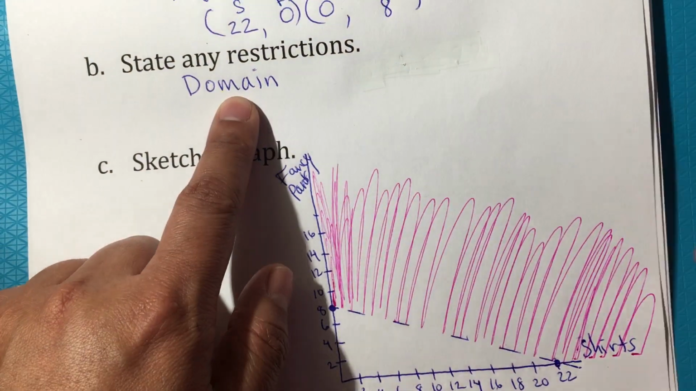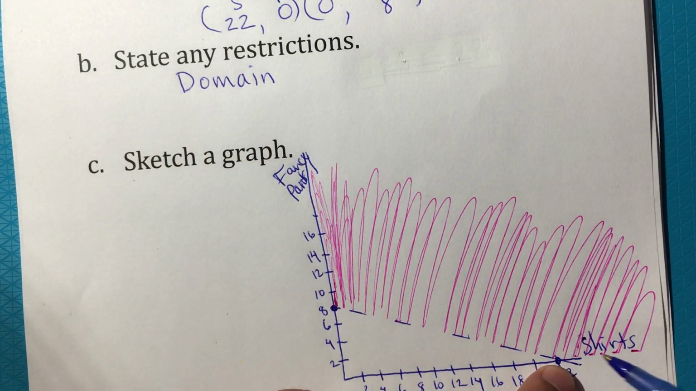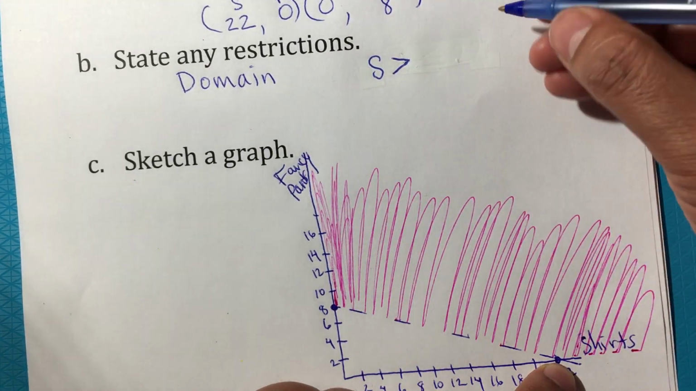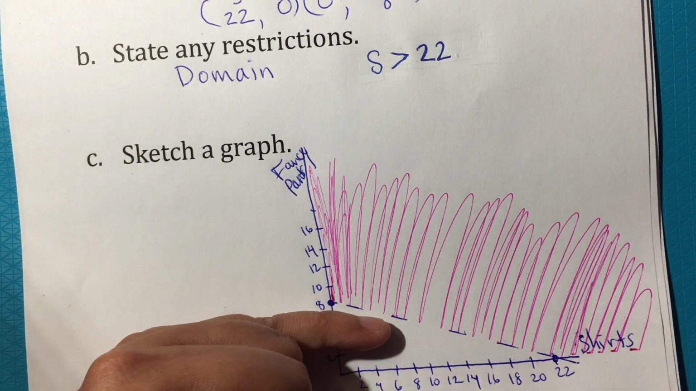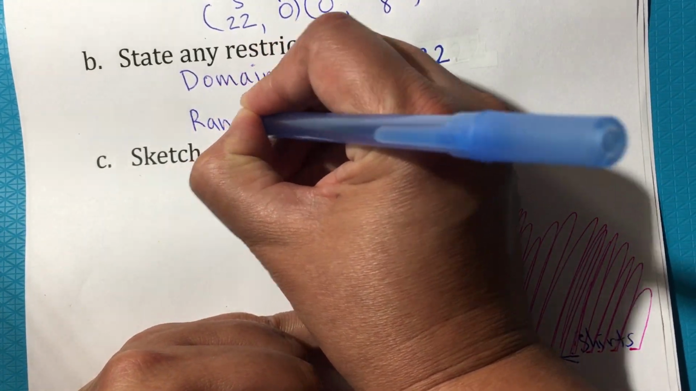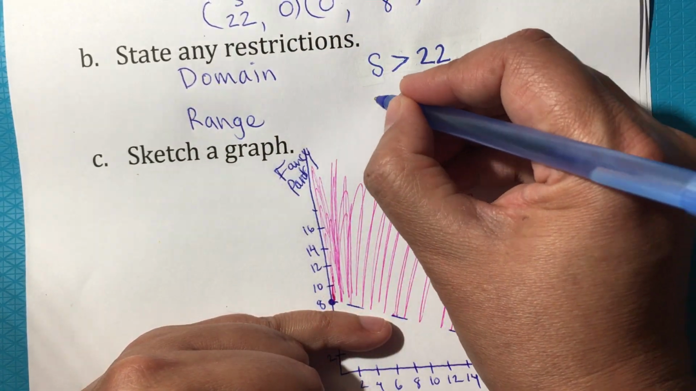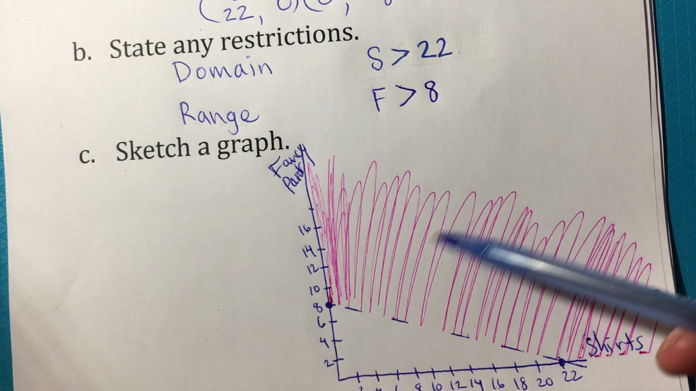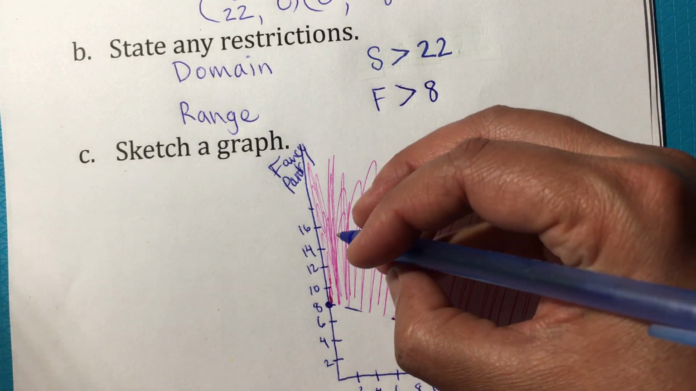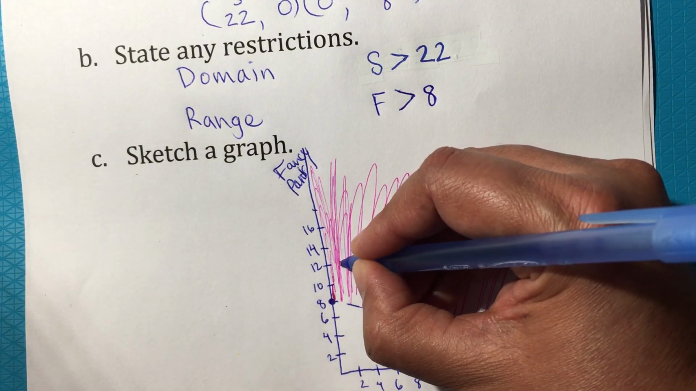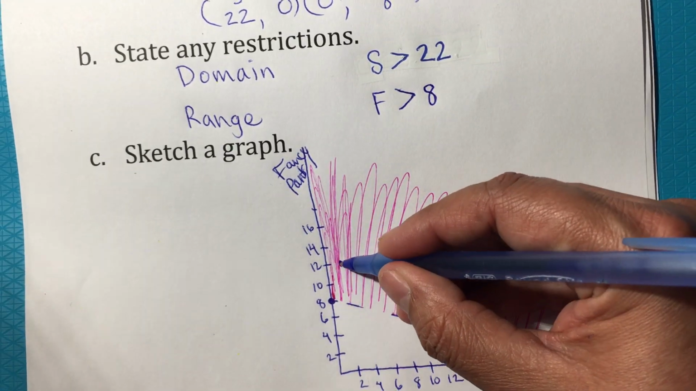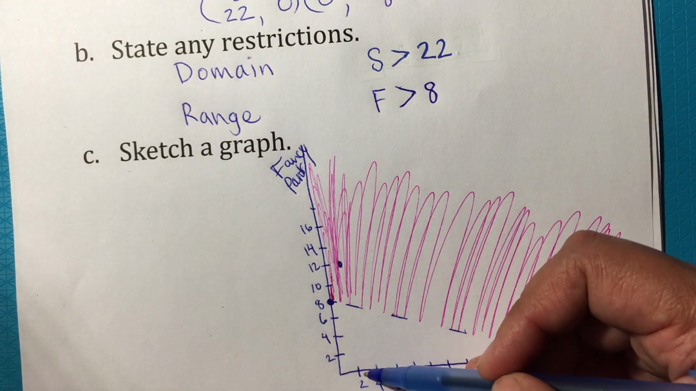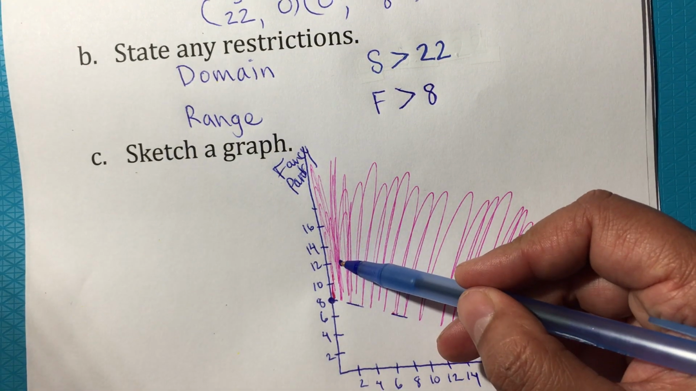Now let's see what the domain is. Well, the shirts are going to be greater than 22. And for the fancy pants, which is the range, is going to be greater than 8. Now by putting these inequality shades, this could represent many possibilities. For example, in here, this point is within the solutions, it's within the shade. So that means that you can buy 2 shirts and 12 fancy pants.